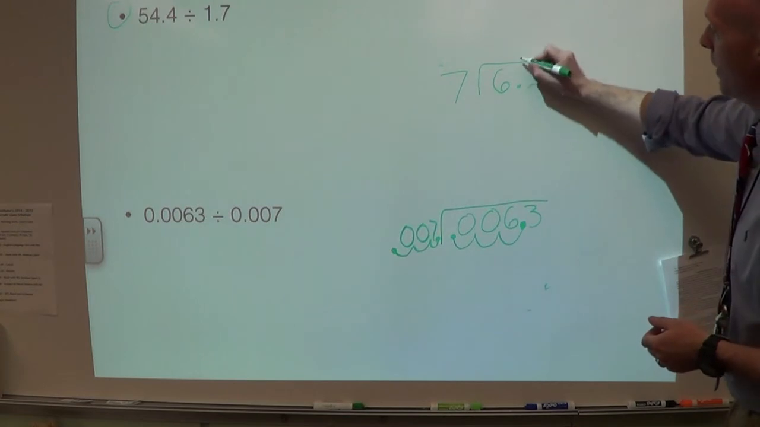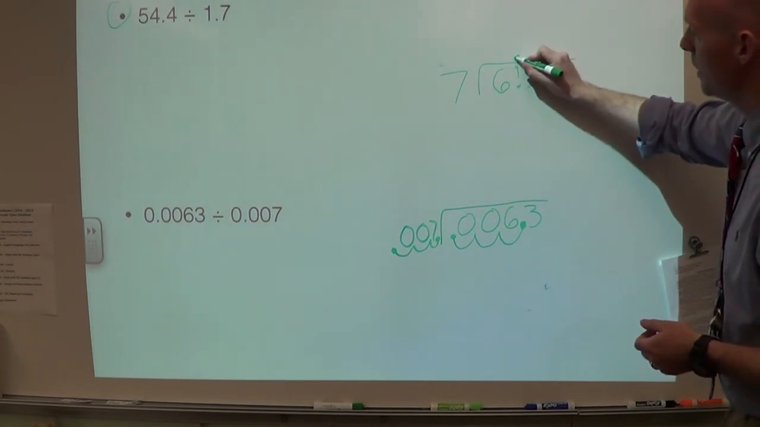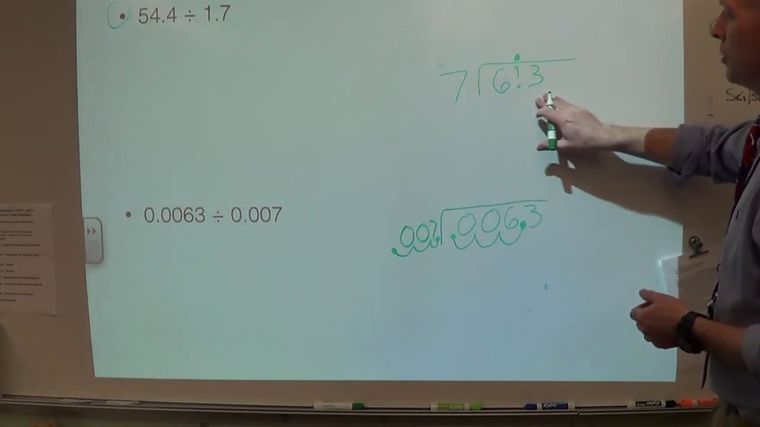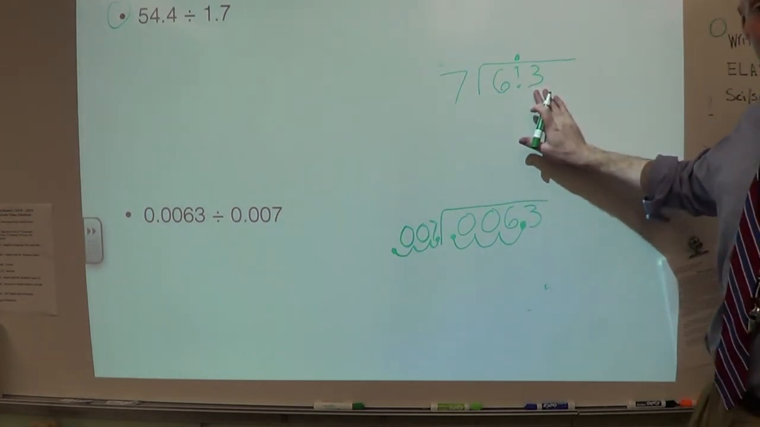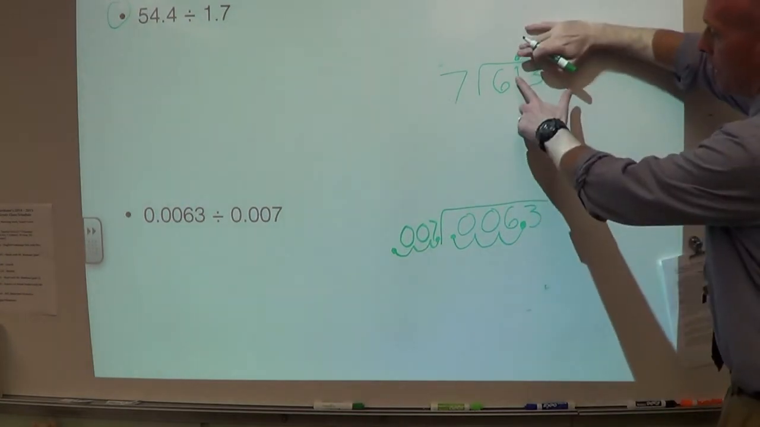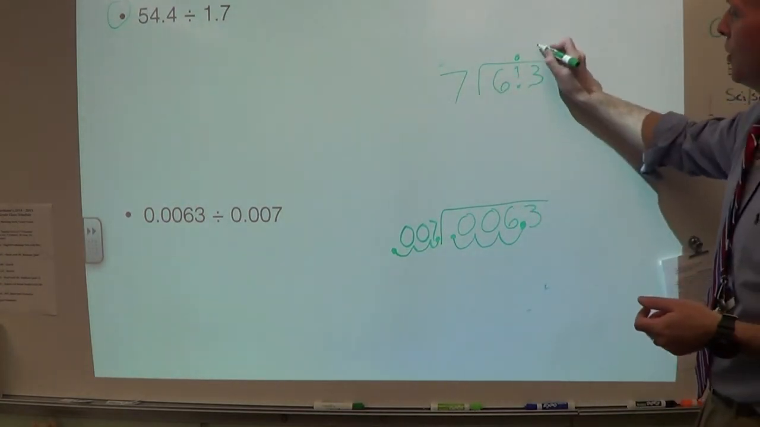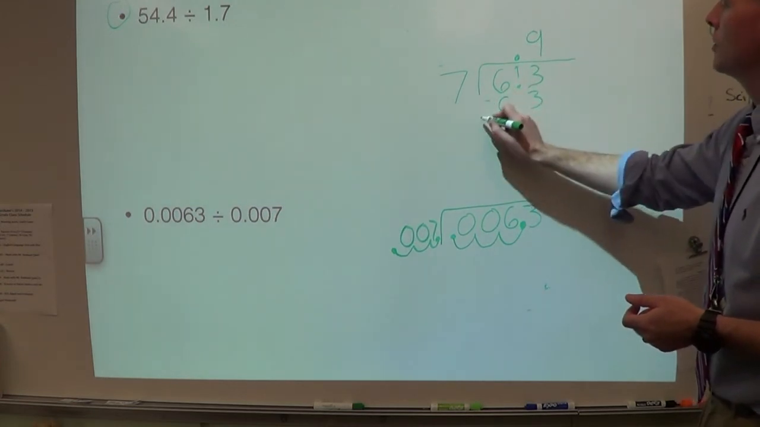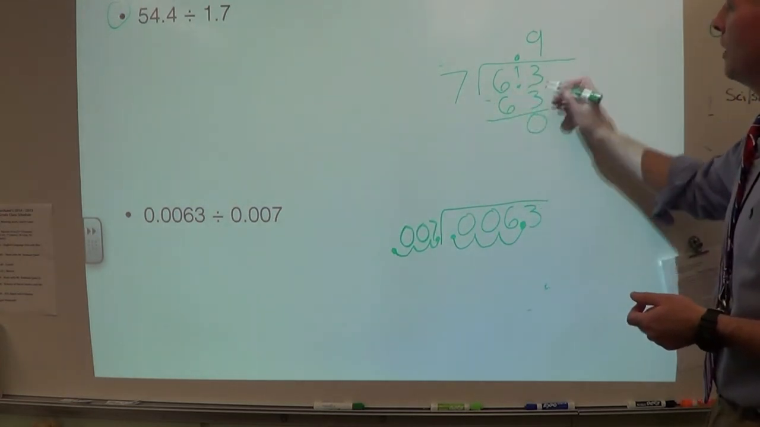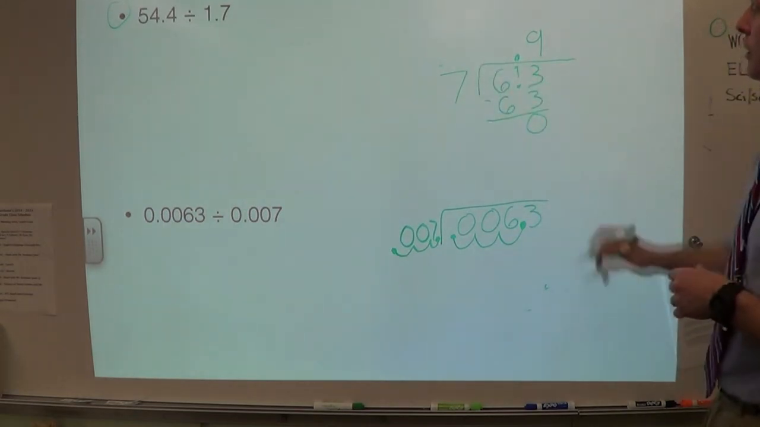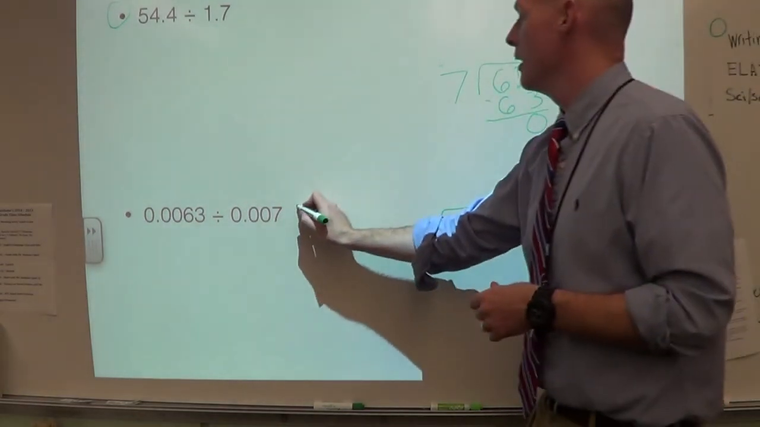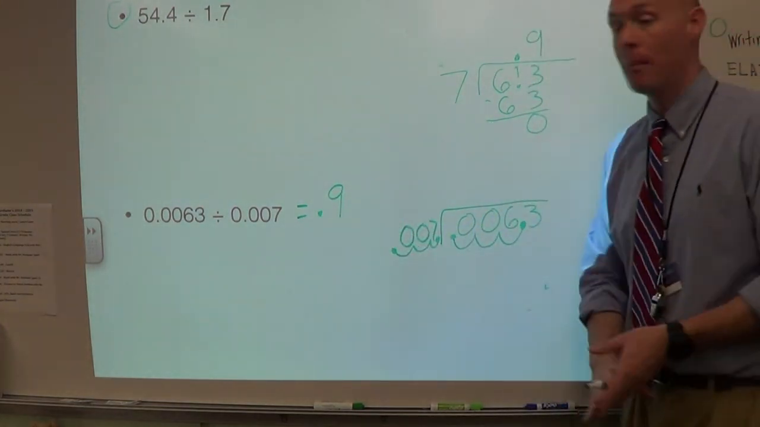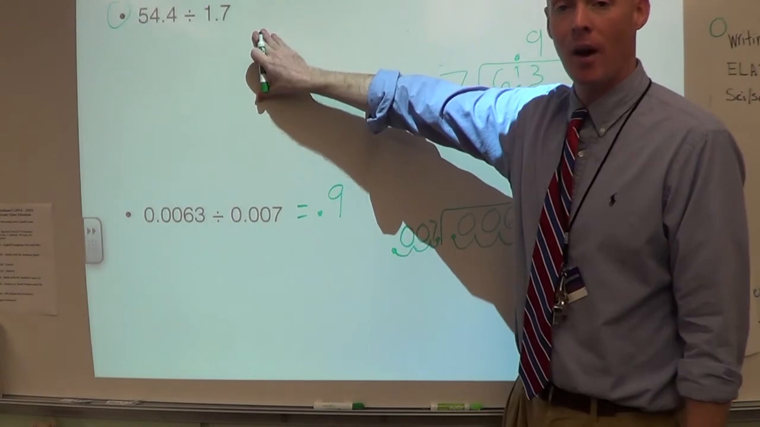Perfect. Bring the decimal right up. Okay, so now what we're saying is how many times does 7 go into 6.3 or 63? Ignore the decimal. 7 goes into 63 9 times. 9 times 7 is 63. We subtract, and we are at 0. Nothing left to bring down. We are good to go, so therefore we know this one equals 9 tenths. Okay? At this point, you might want to pause the video. Try that one on your own.